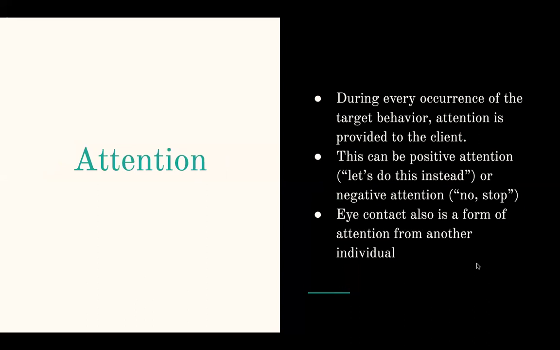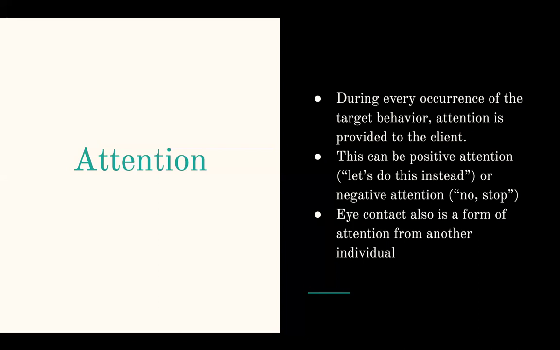Next would be the attention condition. During every occurrence of the target behavior, attention is provided to the client. As we know, attention can be given in various different ways. One way can be positive attention or negative attention. We all know that whether it's positive or negative, it's still attention, right? An example of positive attention would be, oh, let's do this instead. Or negative attention could be, no, stop, not that one. Those are examples of providing attention, but in different ways.